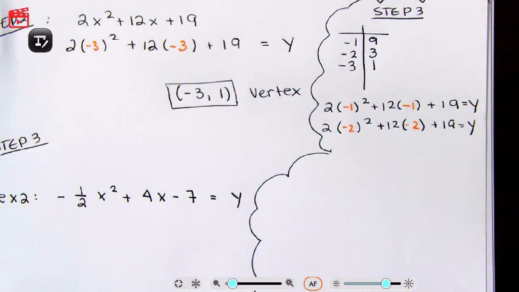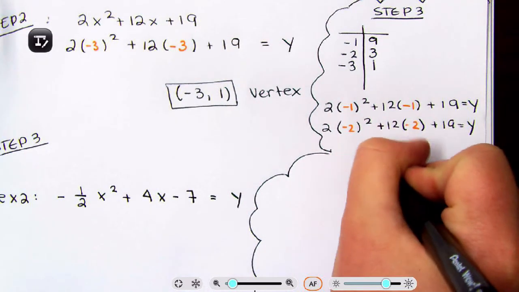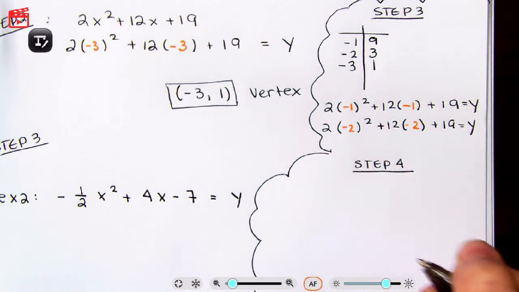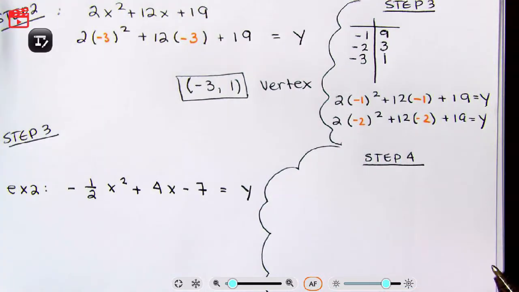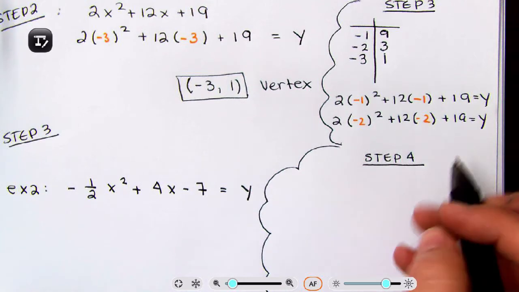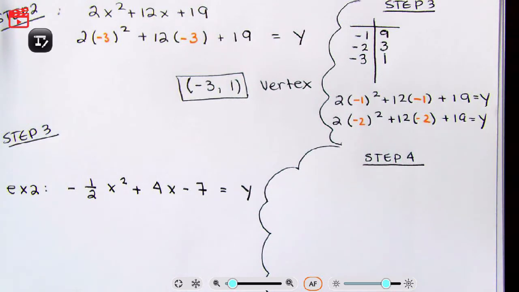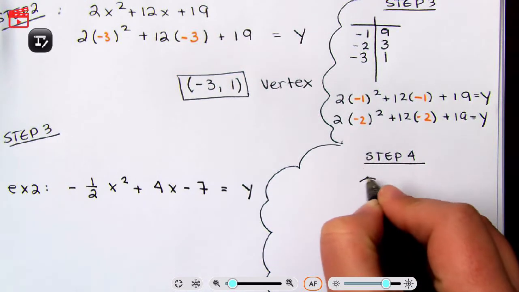So then step number 4 is to flip over your point across the line of symmetry. So how do we do that? Well, let's go ahead and actually start graphing for step number 4.